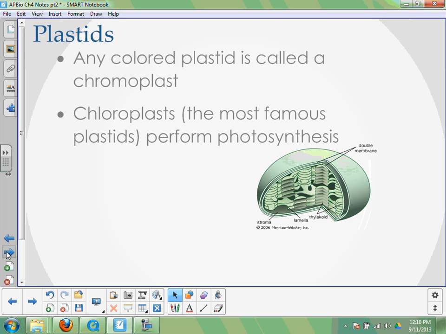Well, these plastids that are green, the chloroplasts, are of course the most famous ones, and their job is to perform photosynthesis. And you can see inside the chloroplast, it's a pretty complex structure.